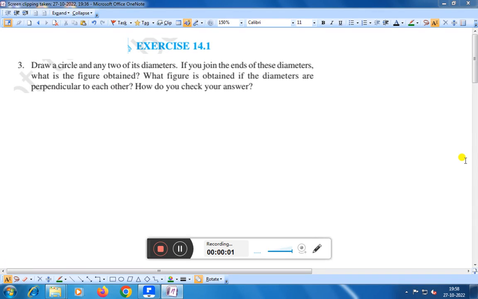Hello everyone. Today we shall discuss exercise 14.1 question number 3. Draw a circle and any two of its diameters. If we join the ends of these diameters, what is the figure obtained? What figure is obtained if the diameters are perpendicular to each other? How do you check your answer?